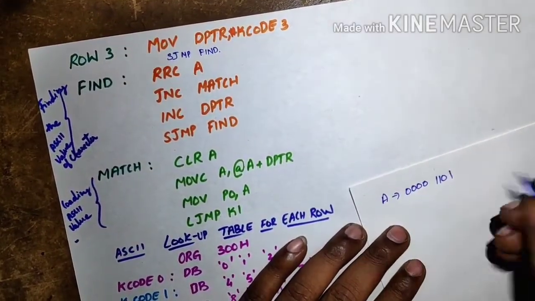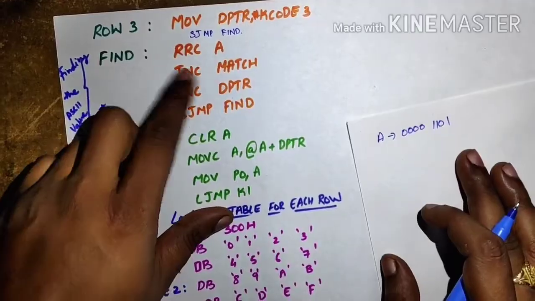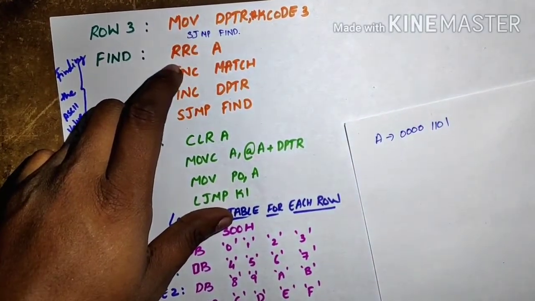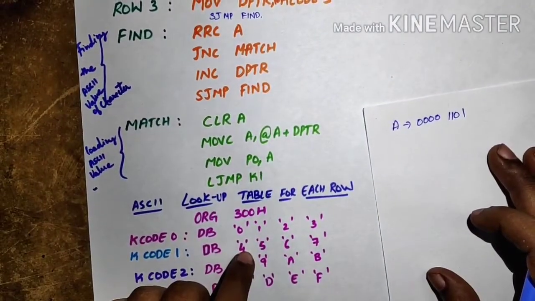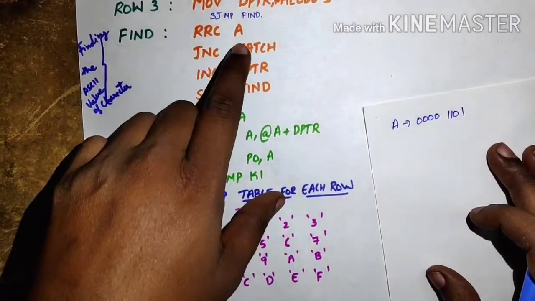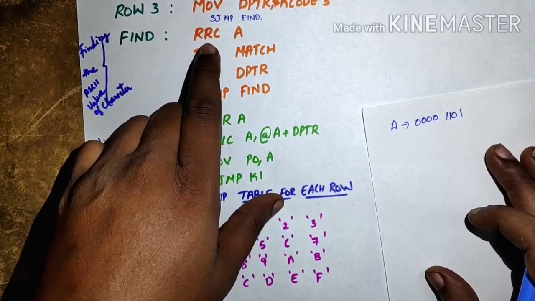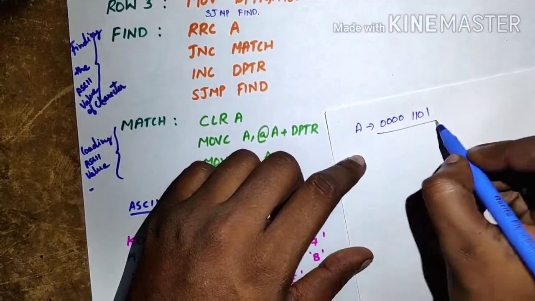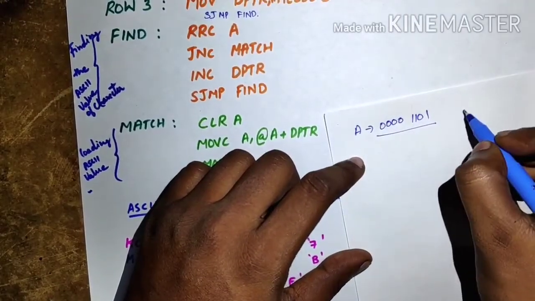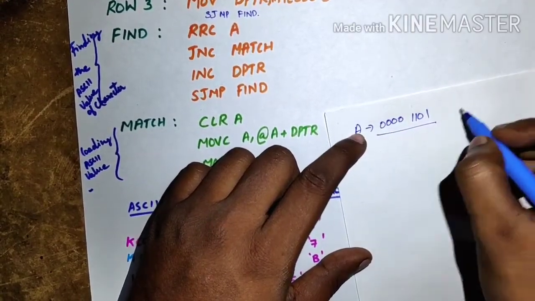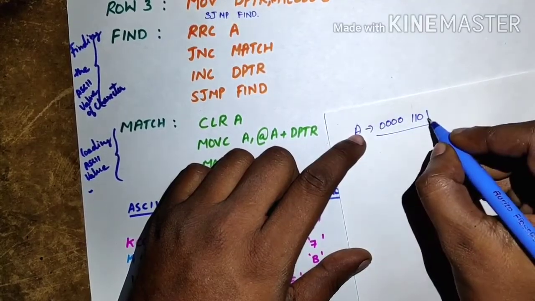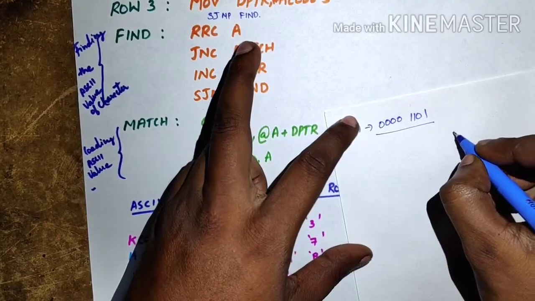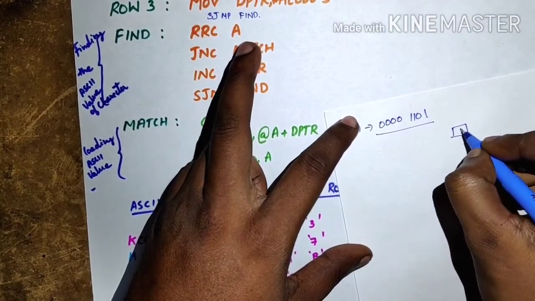Now coming to here, we have to find the particular value from our lookup table. So now we are rotating the accumulator right through carry. In the first step we are moving this bit to carry. So after execution of this particular instruction, this one will be moved to carry.